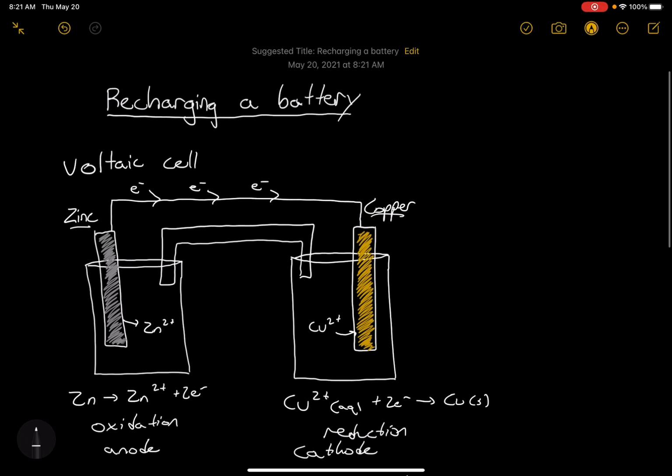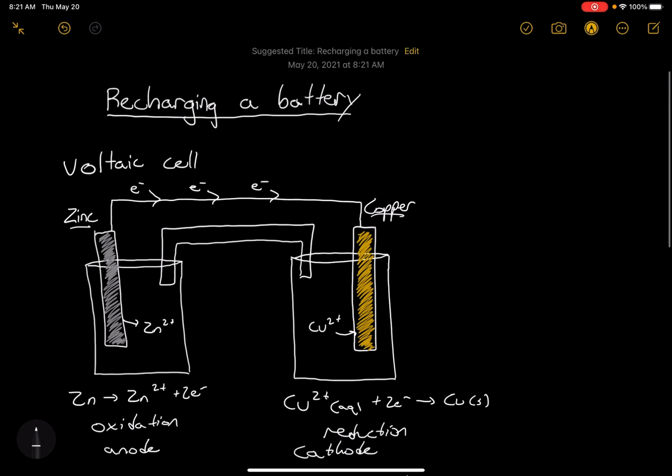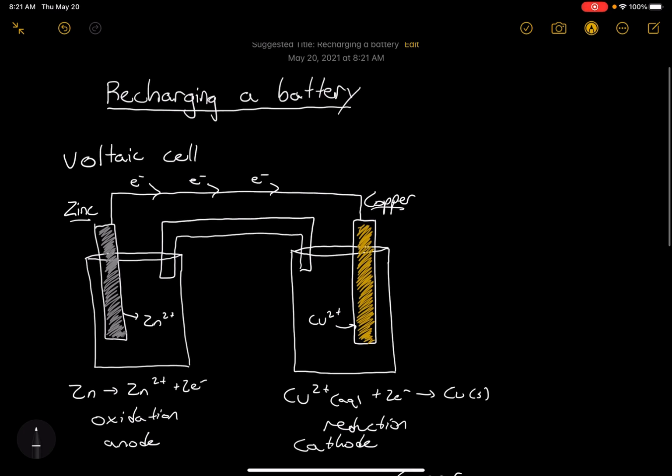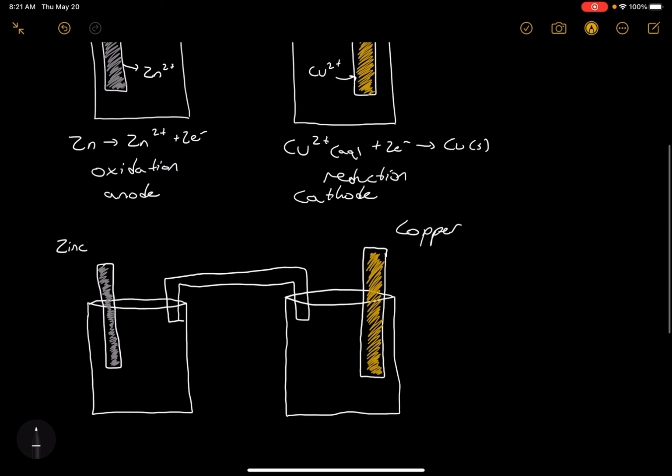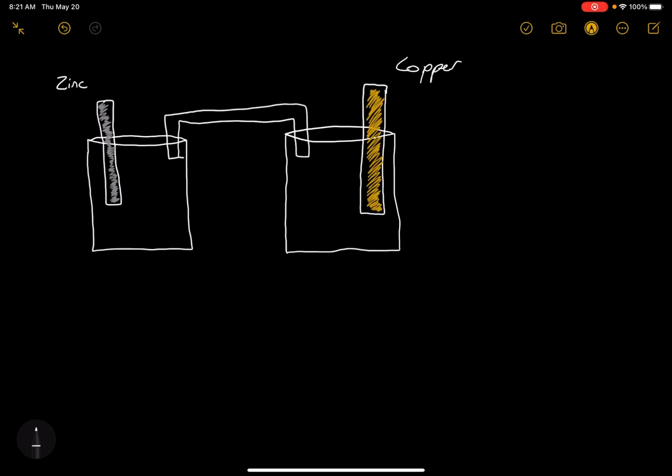Now, what happens when this battery runs out? So we want to move those electrons essentially back to the side with the zinc so that this battery can be used again. So that would be like a rechargeable battery. All right, so let's look at this cell down here. So we're still going to have our wire going from the zinc to the copper, but within this wire, we need to attach a battery.